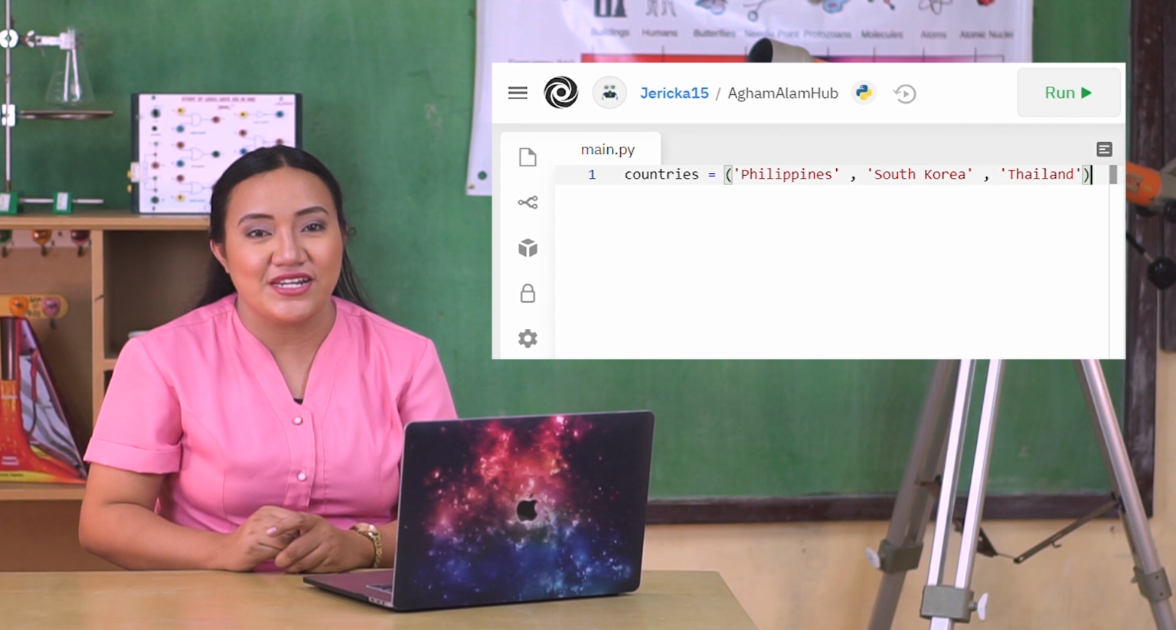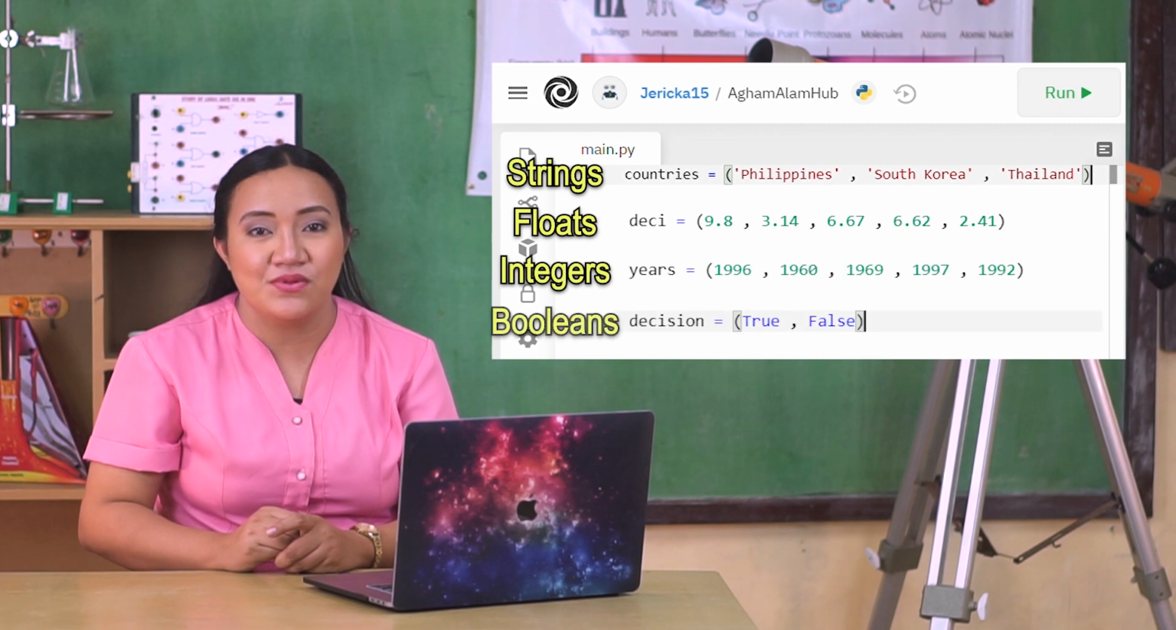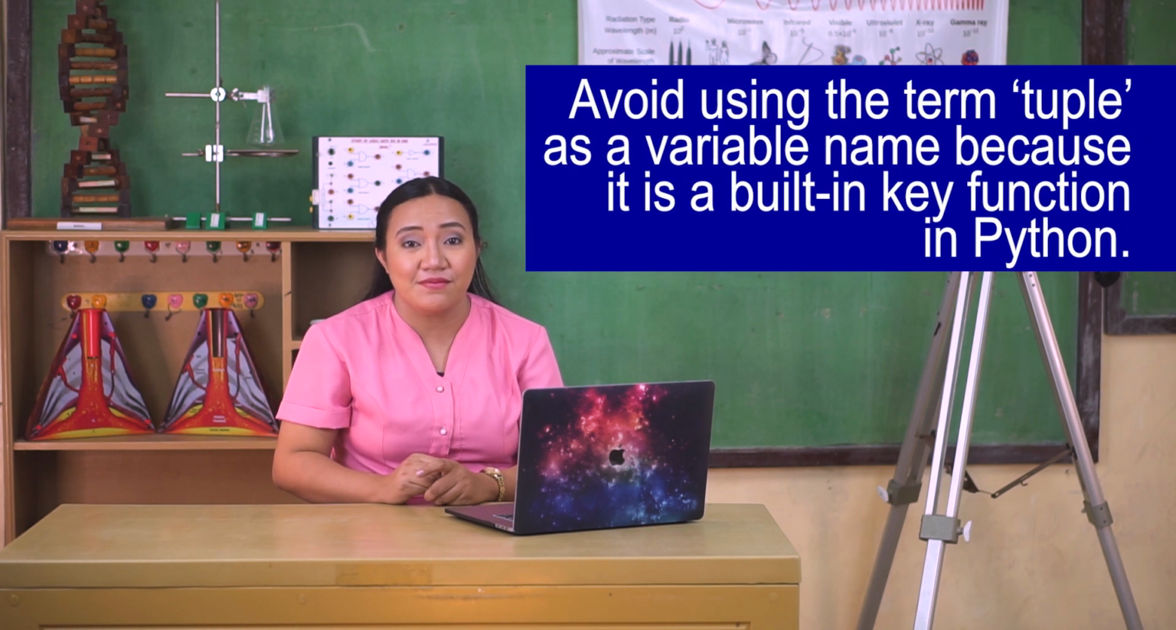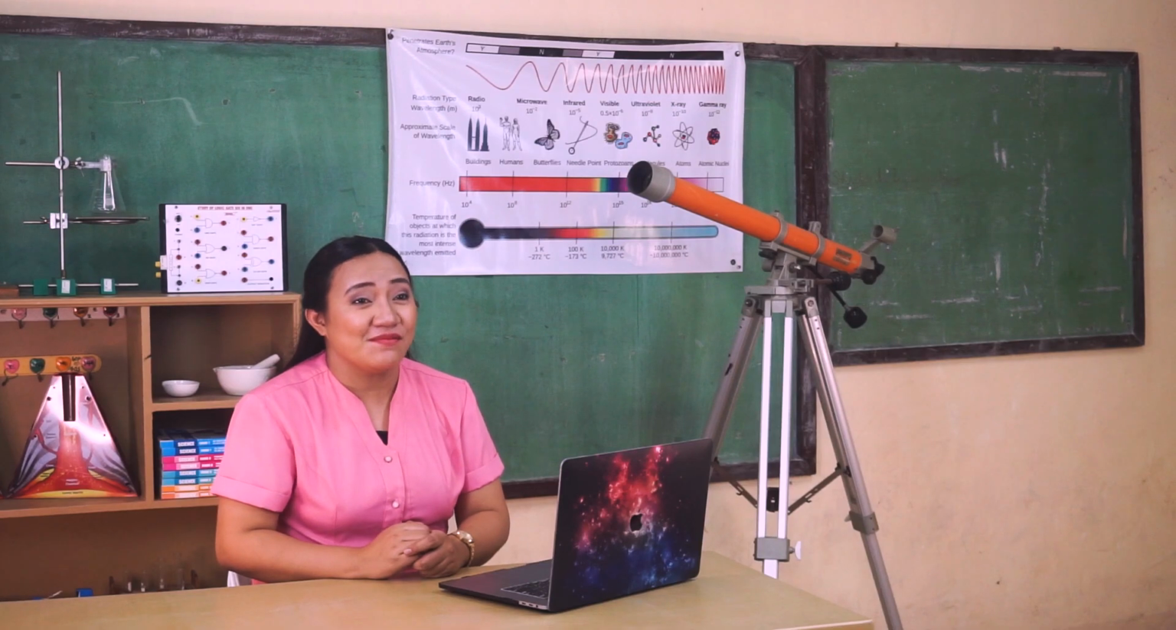The values stored in a tuple can be any data type, such as strings, floats, integers, and booleans. Another important thing that we must know about a tuple is that you should avoid using the term tuple as a variable name because it is a built-in key function in Python. Let us now write some codes involving tuple using REPL.it.